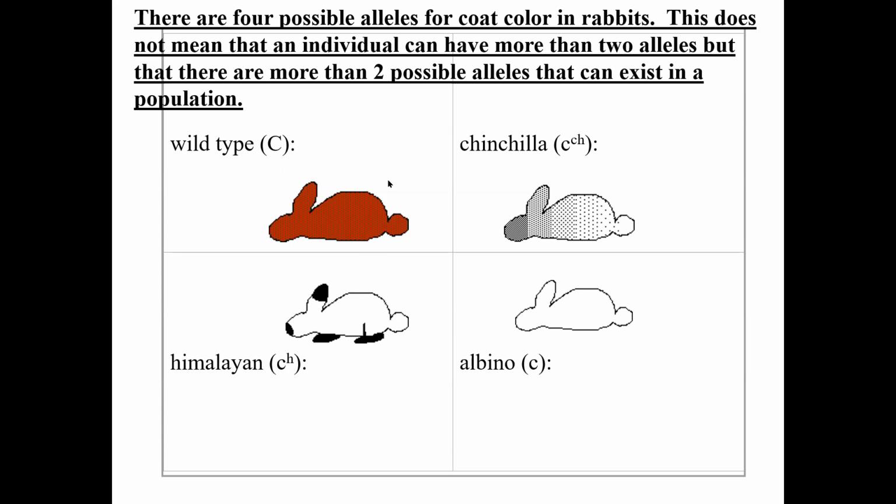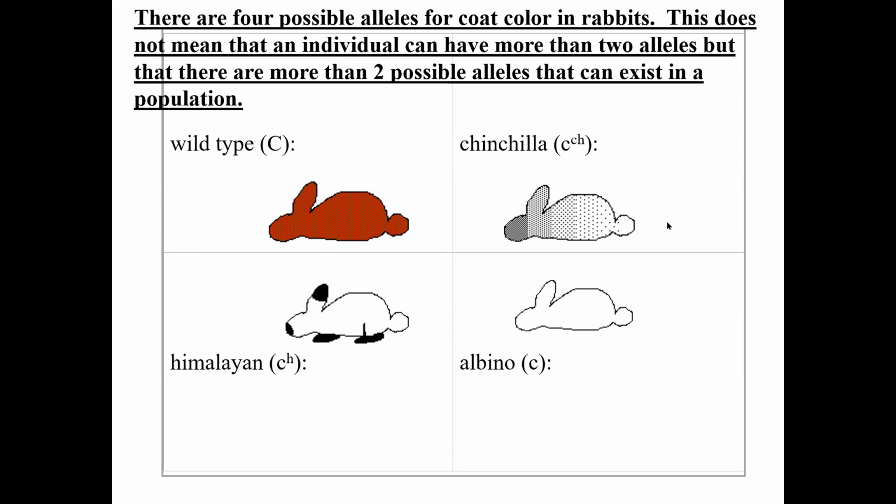So we have a red rabbit, a gray rabbit with varying colors of gray, and then a black and white patched rabbit. So Himalayan is black and white patched. Chinchilla is varying color, gray intensities, and of course, albino is white.